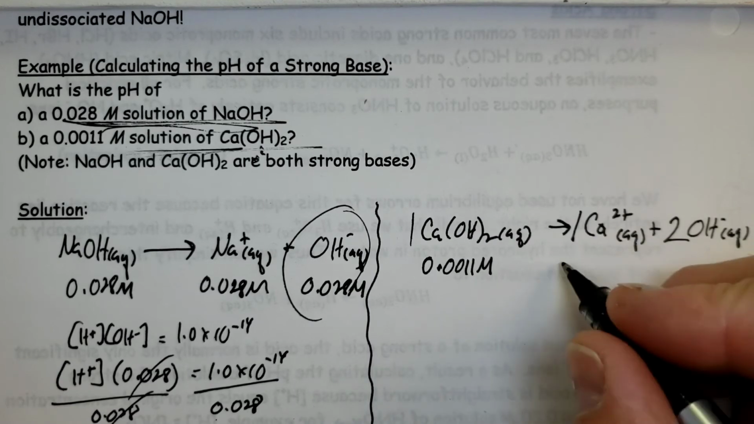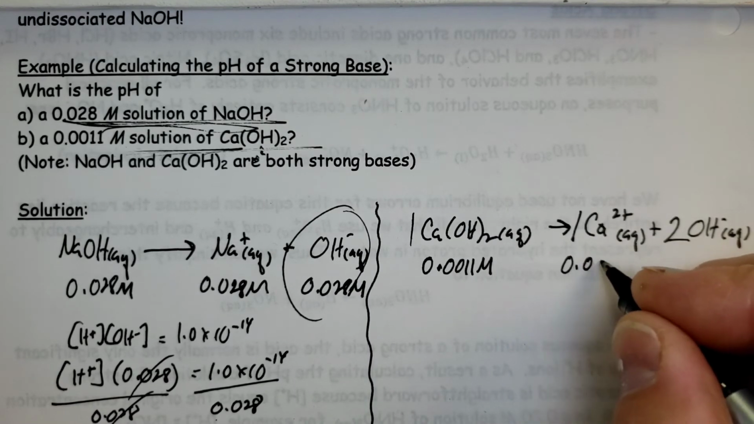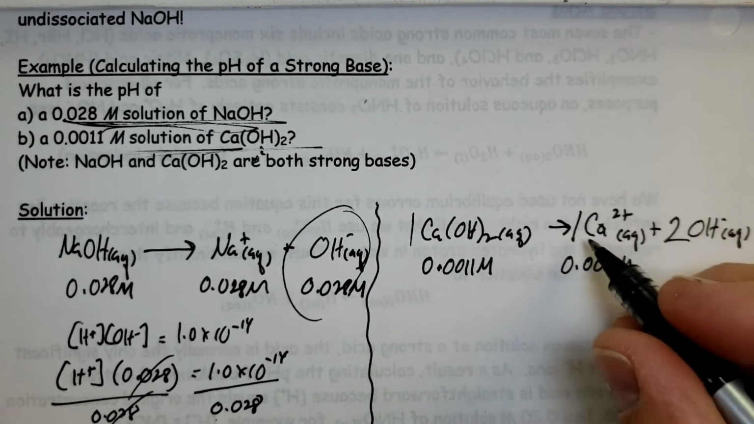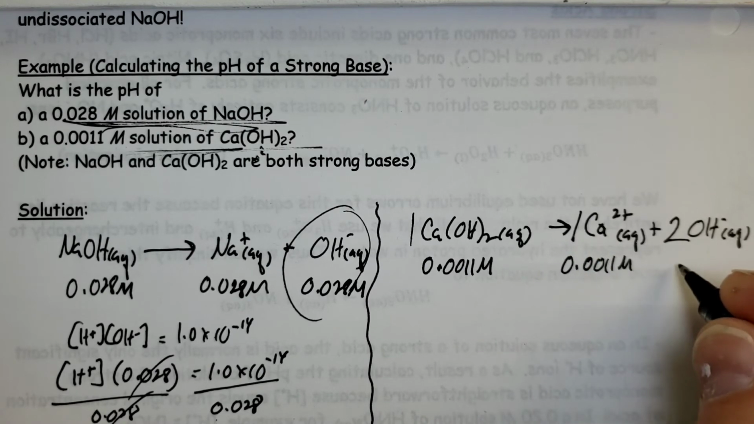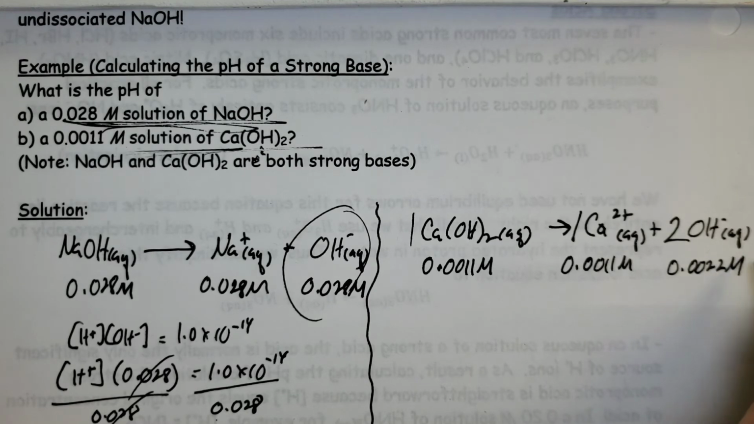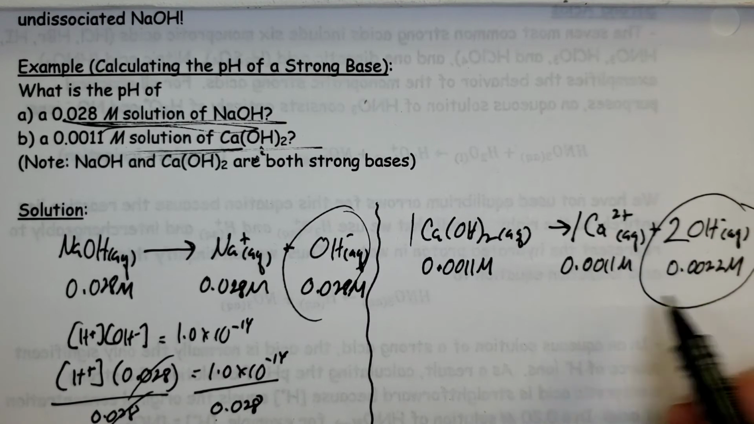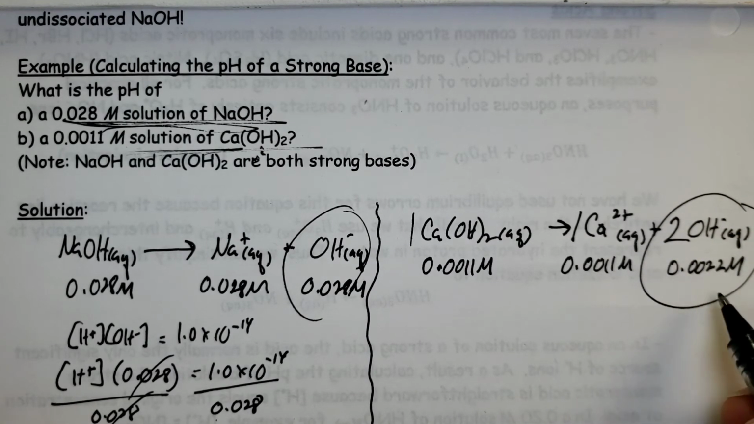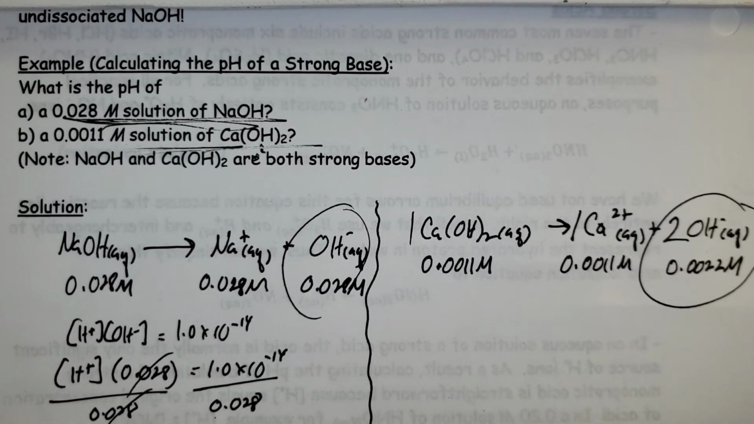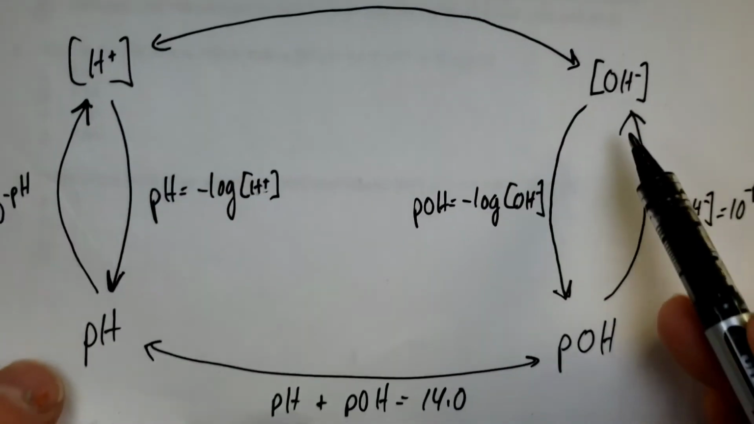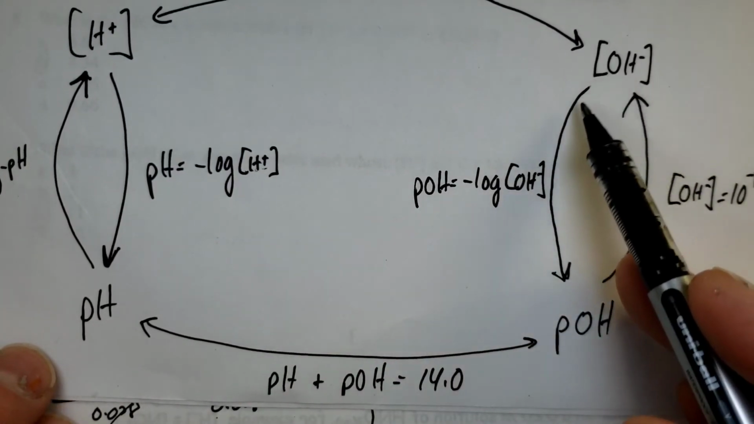So 0.0011 breaks down to give 0.0011 calcium. And 1 makes 2, so 0.0011 makes 0.0022 hydroxide. So you can see how the ratio, we have to take that into consideration when doing that. Now for this one, I need to find pH again, right? So I have hydroxide. To figure out pH, let's go this route this time.